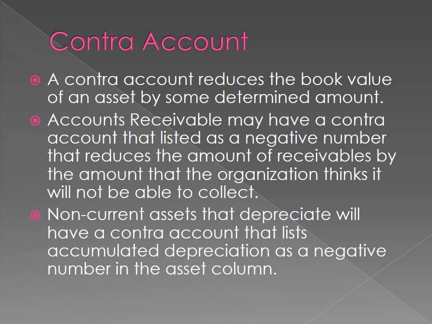The other is non-current assets that depreciate. So those fixed assets we talked about, those kinds that depreciate, and all of them do, will have a contra account that lists the accumulated depreciation as a negative number. So that also is deducted from the non-current assets or the fixed assets. It is listed as an asset, but it's listed as a negative number.